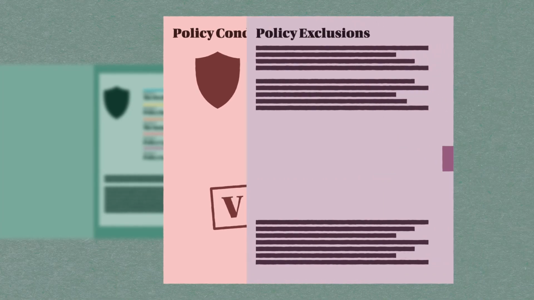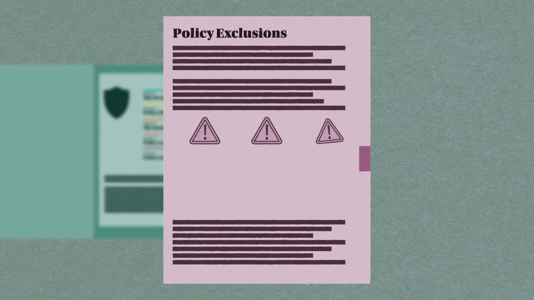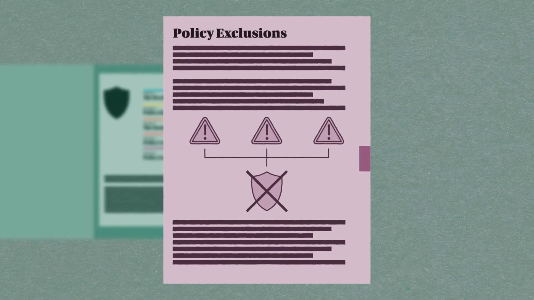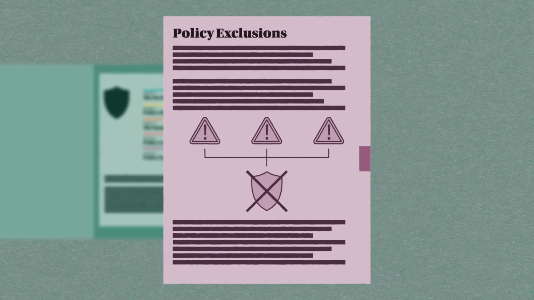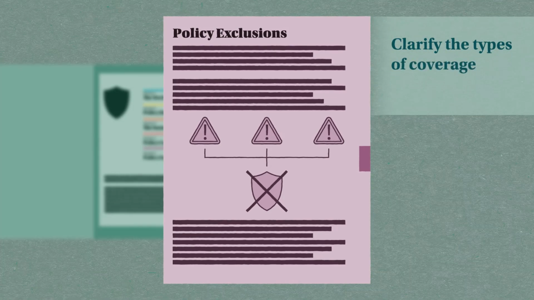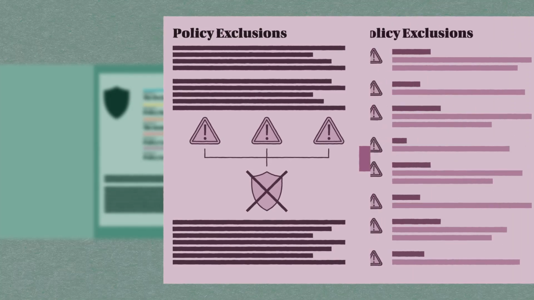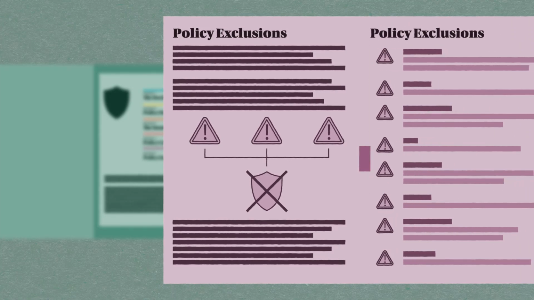Policy exclusions. Every insurance policy has exclusions, or provisions that eliminate coverage for specified exposures. Exclusions clarify the types of coverage granted by the policy. The policy usually contains a dedicated section for exclusions.